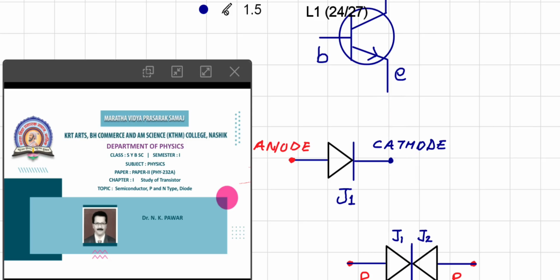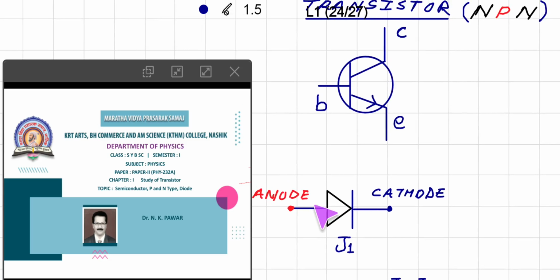So here, as you see, a diode has two terminals, but a transistor, which is also a semiconducting device, has three terminals. In this case we see one junction. In the case of a transistor, there are two junctions and three terminals known as emitter, base and collector.